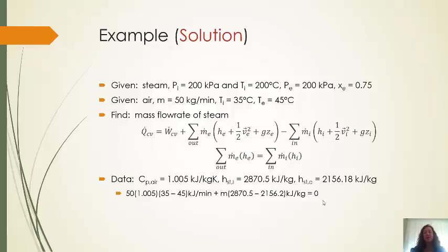Now I have the mass flow rate of the steam is the same for its inlet and exit, and so if I take this and rearrange solving for M, I end up with the mass flow rate of steam of 0.7 kilograms per minute. Now that may feel very surprising to you that 50 kilograms per minute can be heated with only 0.7 kilograms per minute of steam.